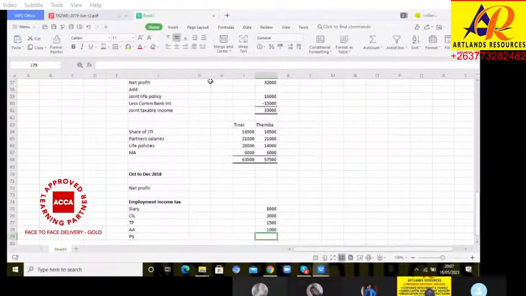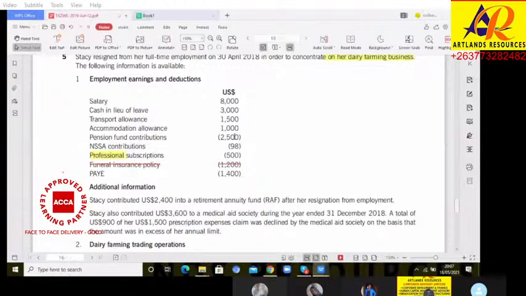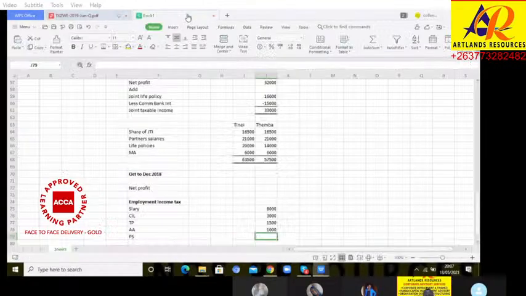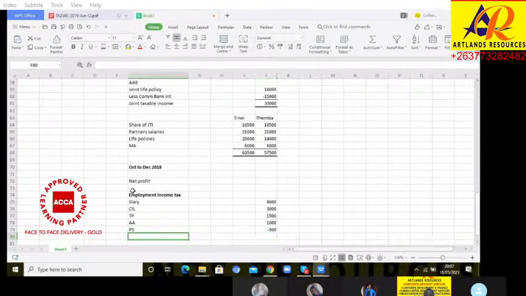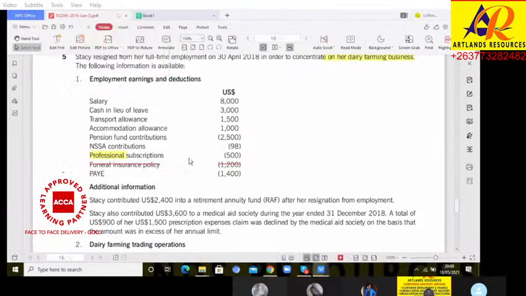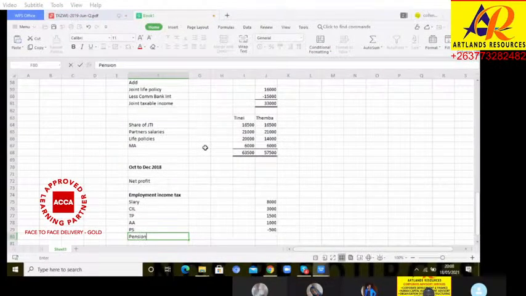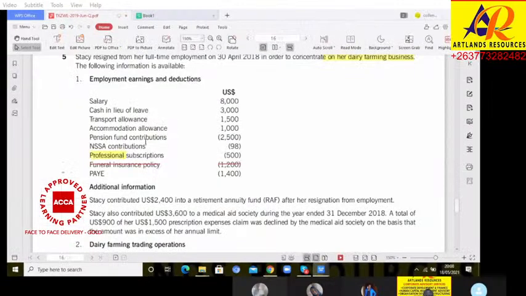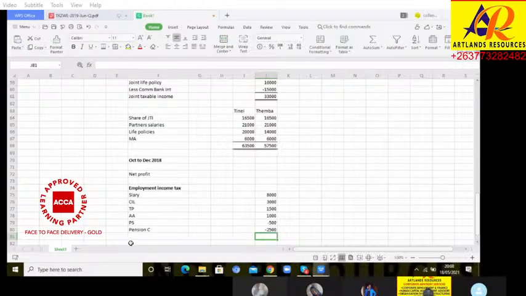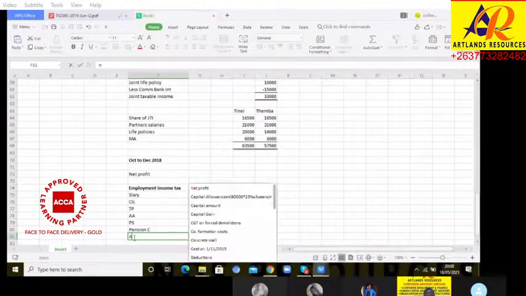professional subscriptions. It's an allowable deduction. 500, negative. Indicate with a zero. Pension contribution 2.5, because I said first you verify whether all these aggregates don't exceed the aggregate maximum. Pension, RAF, NASSA.